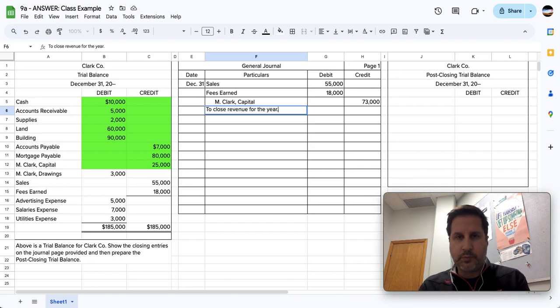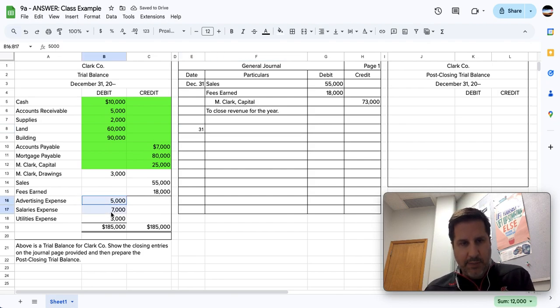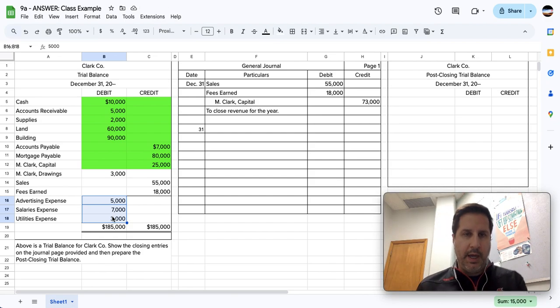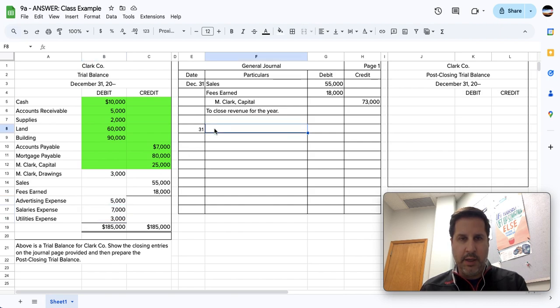Okay, close the year. And then on the 31st, we're going to do the same with our expenses. This time when I look at my expenses, they have a debit balance. So obviously, I've got to credit them, and that's going to balance out those accounts to 0. So in this case here, expenses take away from the owner because the owner's money has to pay for these expenses. So it makes sense that Clark Capital is going to be debited something. We don't know what it is yet, so I just do this.